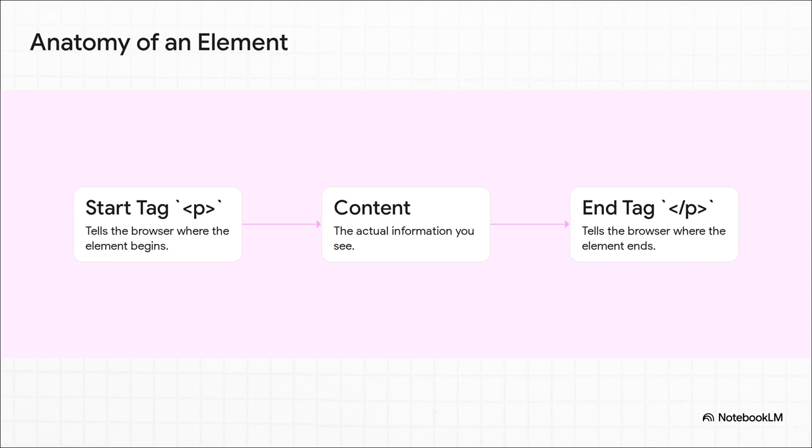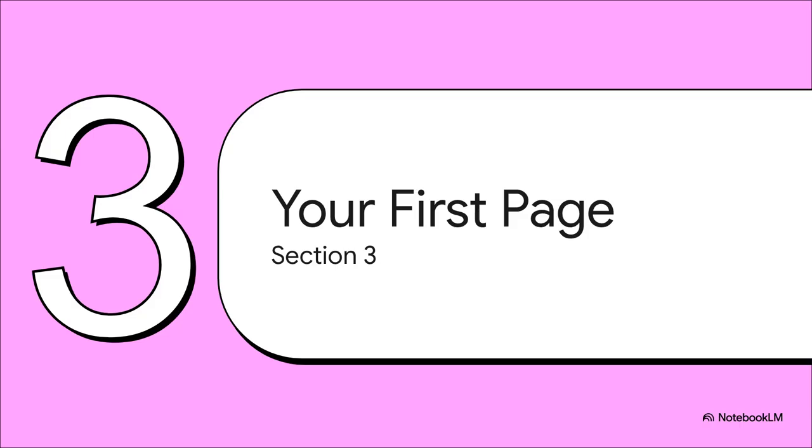First, you've got a start tag, like this <p> for a paragraph. This just shouts to the browser, hey, a paragraph is starting right here. Then you've got the content itself, the actual words you see on the screen. And finally, you have an end tag. It looks just like the start tag, but with a forward slash, like this </p>. And that just says, okay, we're done. The paragraph ends here.